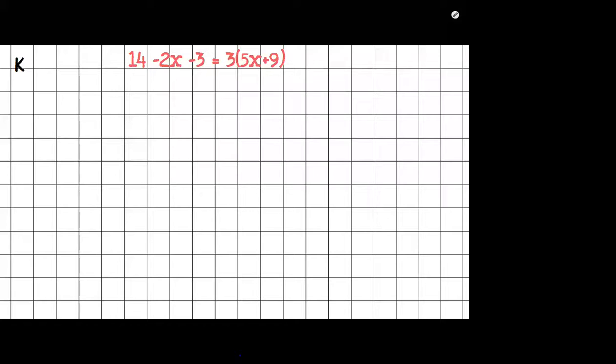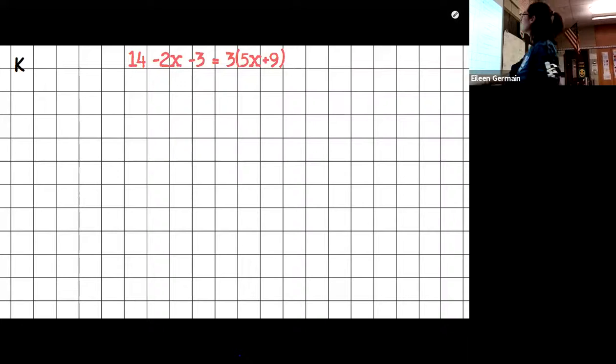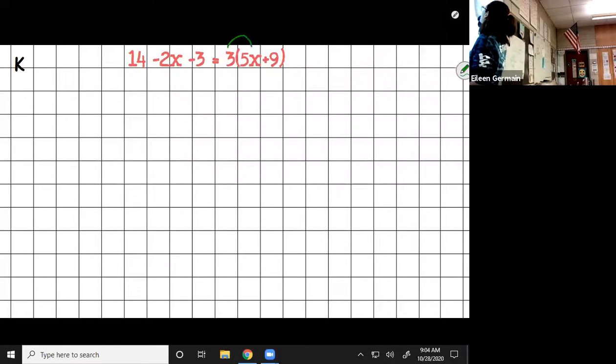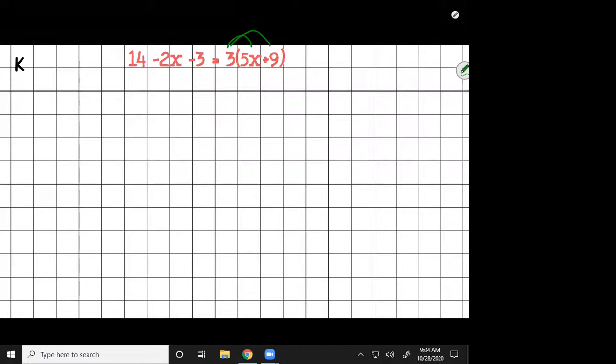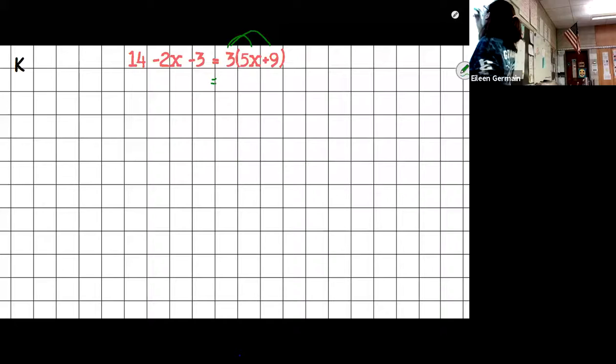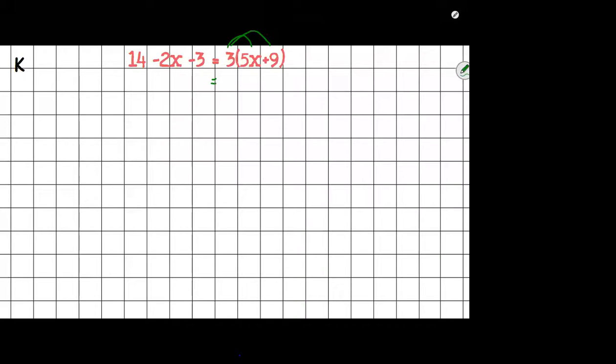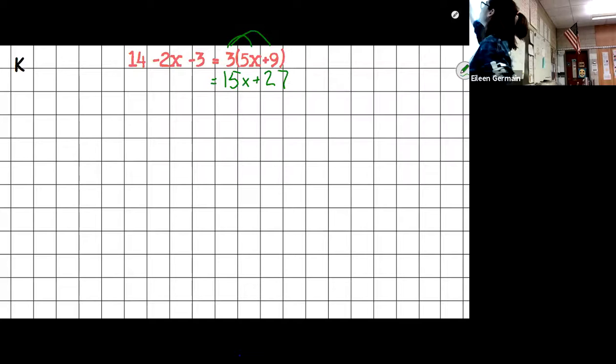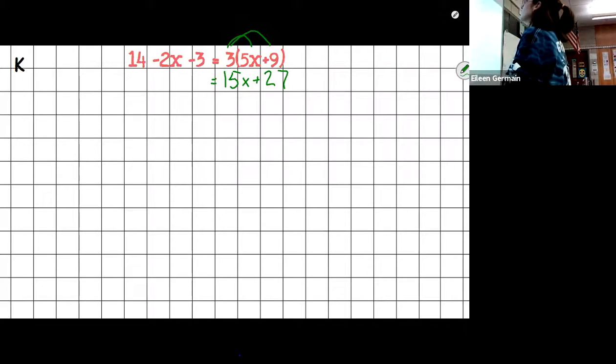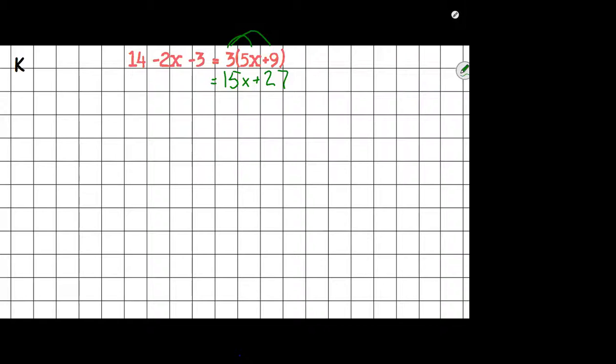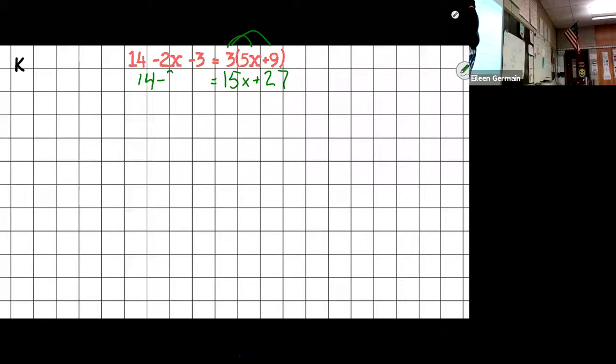I simplified. I distributed the 3 to the 5x and the 9. Okay, so you said you distributed the 3 to the 5x and the 3 to the 9? Yeah. Perfect. And then what did you get when you distributed there? 15x plus 27. Very good. And then did you do anything to the left side? No. Okay, so it was just 14 minus 2x minus 3.